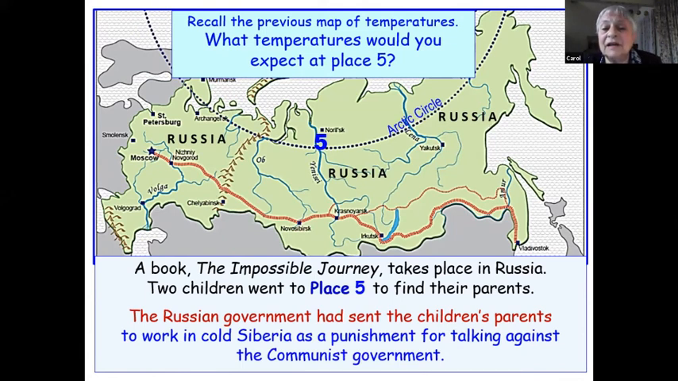One of the literature connections called The Impossible Journey, that we can point you to for about Russia, talks about children who start out in Moscow and are trying to get to place 5 because that's where their parents were sent, because their parents were the wrong political party. Their parents were being punished for talking against the communist government.